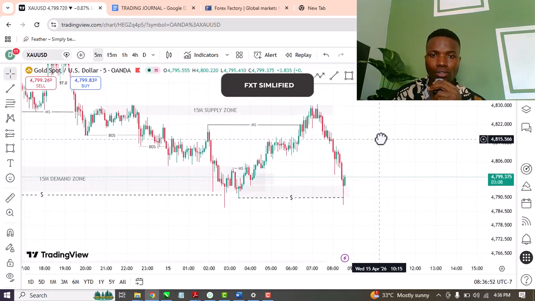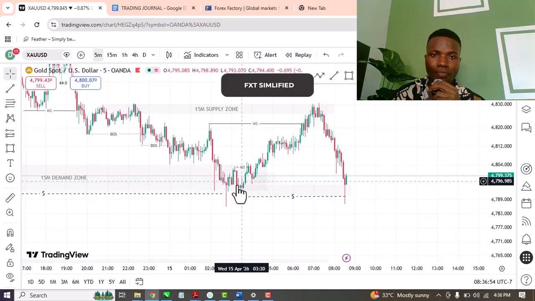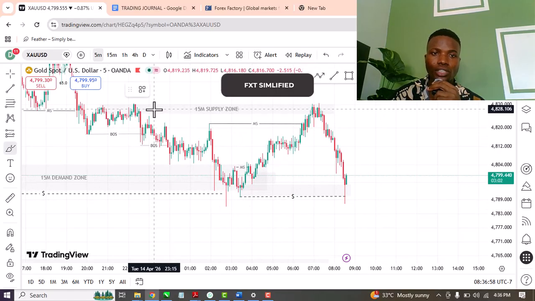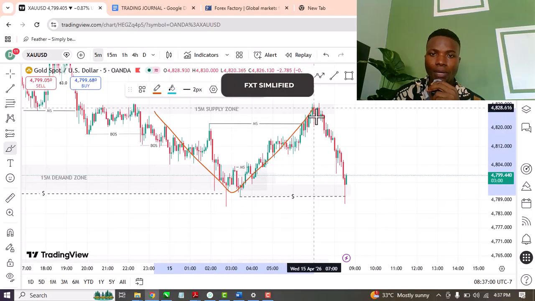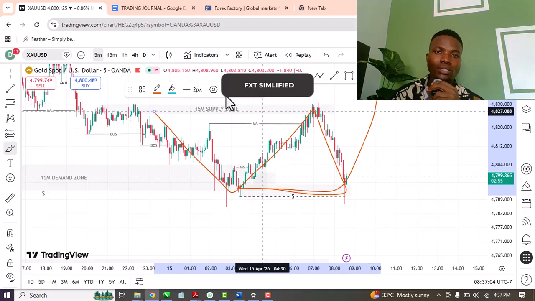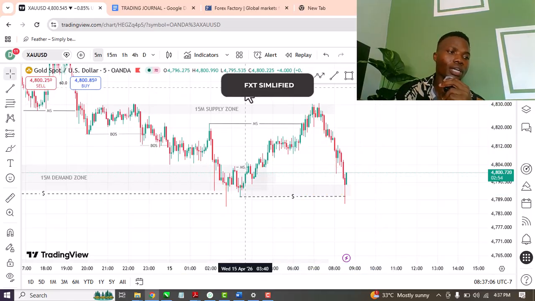So I have my liquidity sweep. Price has already shifted from bearish to bullish. Price tested this demand zone, and I believe that price is going to push to the upside now.